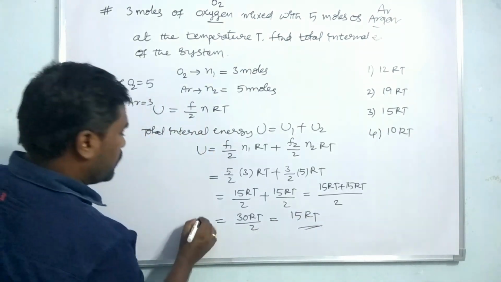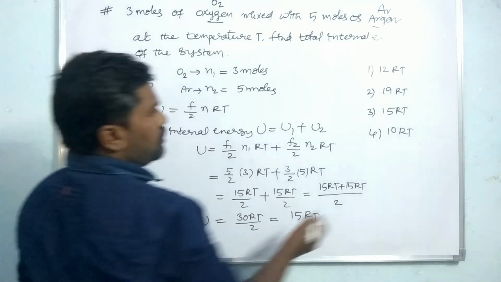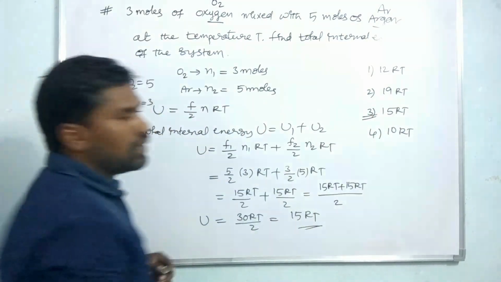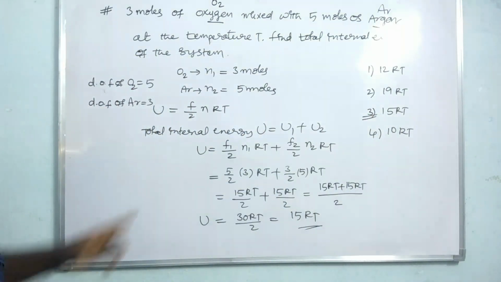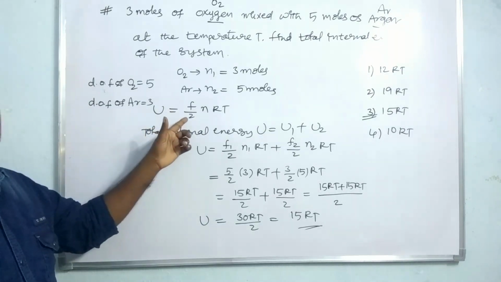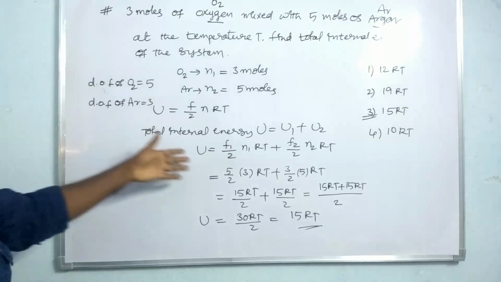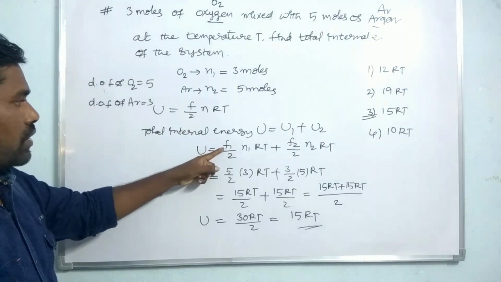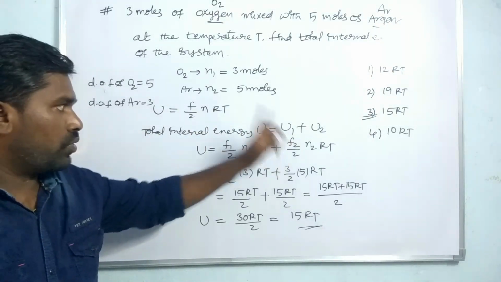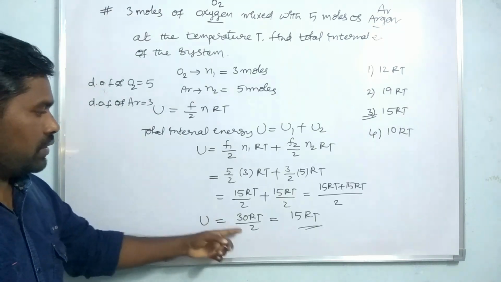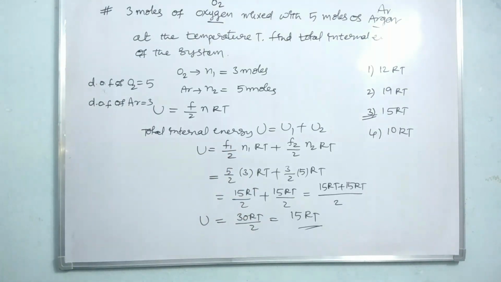This is the total internal energy. So 15 RT is the total internal energy. Very simple. This is the formula of internal energy of a system. We have to find the degree of freedom of the diatomic oxygen and the monoatomic argon. We get 15 RT.